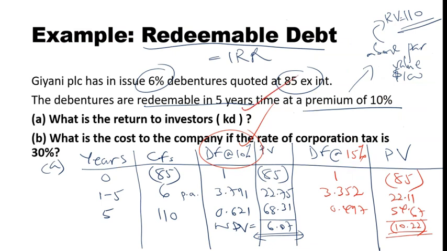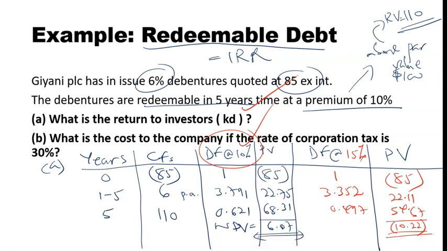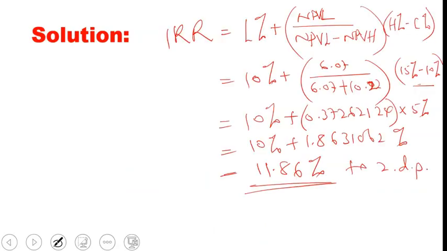This is how we calculate our KD, the return to investors. What about the cost to the company if the rate of corporation tax is 30%? This is now the post-tax cost of debt, which is the cost of debt to the borrower. Now let's do part B and see if we can catch something.